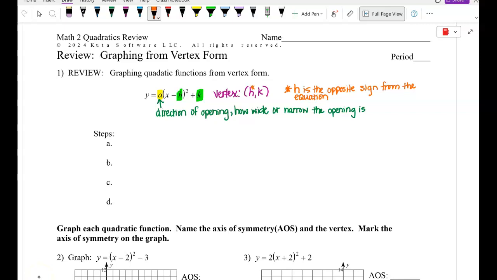All right, so the steps that we need to go through. First, we need to determine the direction of opening. Up if the a value is positive, down if the a value is negative.